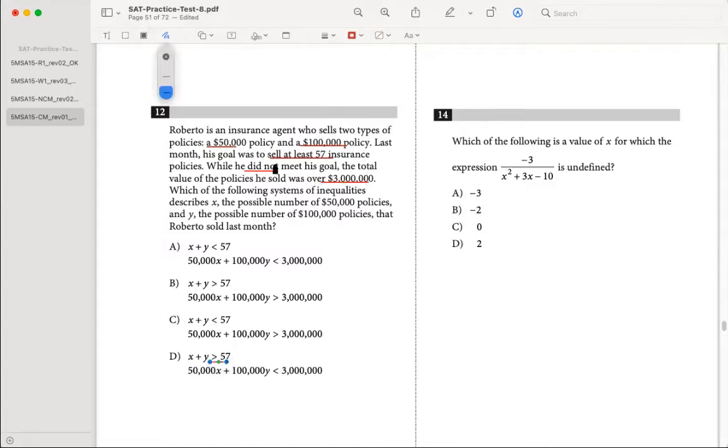No, because he did not meet the goal, so therefore he did not sell at least. This would be true if he did meet the goal. However, that's wrong because he didn't. It clearly states that. No, you're fine. And also this sign is wrong. Because he sold over that, so it should be C because this is greater. This is the right sign for the first one, but the wrong sign for the second one. Wrong for the first, right for the second, so that's why those two are wrong.